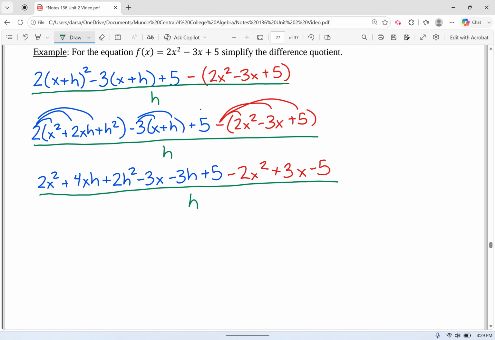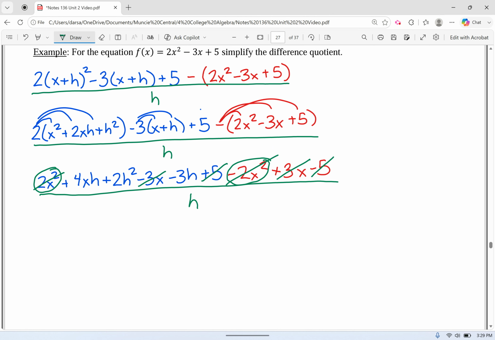Now, here's the trick. If we have done these first two steps correctly, anything that does not have an h should subtract to 0. It should go away. It should cancel. So let's look at this. We have a 2x² here. And if we look down the line in red, we have a minus 2x². Well, what's 2x² minus 2x²? That's 0. 4xh has an h, 2h² has an h, minus 3x. Is there a plus 3x? Yes. So negative 3x plus 3x, that's 0. Minus 3h has an h, but we have a positive 5 minus 5, that is also 0.